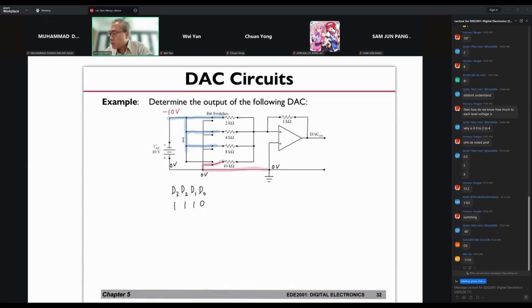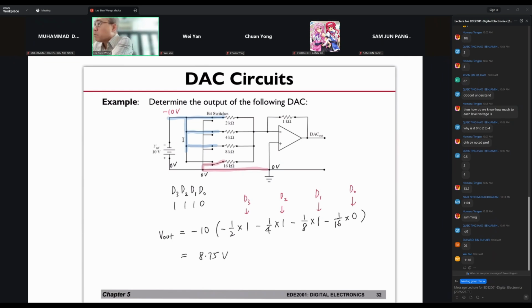So in that case, I think it should be very easy already. Your V out, the reference voltage will be minus 10. Then it will be minus half times 1, minus 1/4 times 1, minus 1/8 times 1, sorry, 1. So this is your D3, D2, this is your D1. Then your D0 is 0. So you can omit it, or if you want to put it, you can just multiply by 0. So your answer here, I believe you should get 8.75 volts.